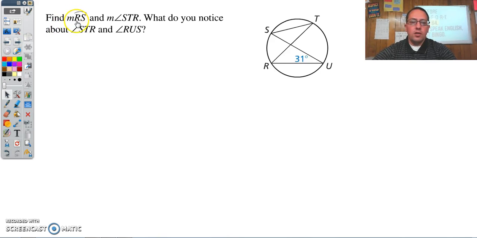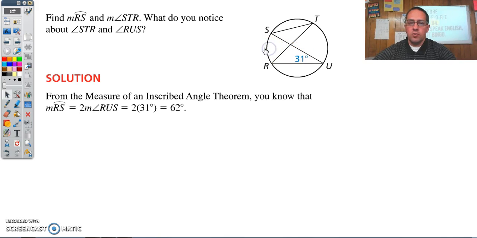Now what we're going to do here is find the measure of arc RS, and then we're going to find the measure of angle STR. So arc RS is right here, and it has two inscribed angles that intercept that arc. We're given angle U, and the measure of angle U is 31 degrees. So RS is going to be twice 31 degrees. So the measure of arc RS is 62 degrees, 2 times 31.